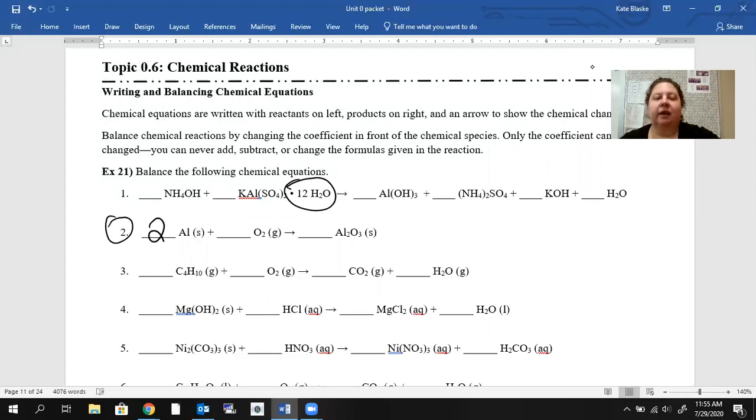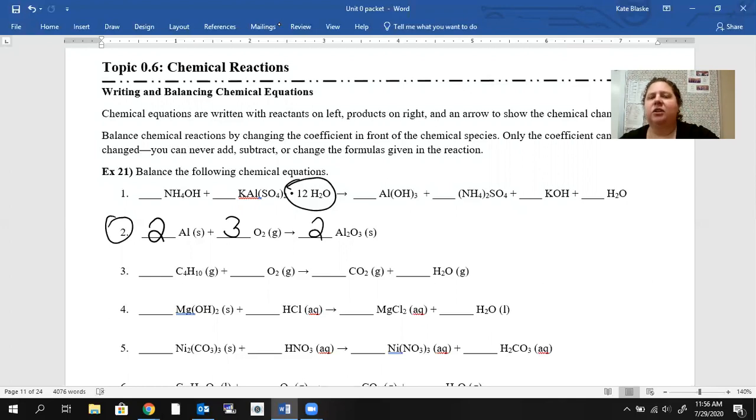Now when I look at oxygen, I've got 2 oxygen atoms on this side. I've got 3 oxygen atoms on my product side. That's not going to work out in an easy way like the aluminum did. I'm going to have to find a common multiple for that. So if I can get it to 6, I put 3 oxygens here. I put a coefficient of 2 there. That means 3 times 2 gives me 6 total oxygens for the O2. 2 times 3 gives me 6 total oxygens for the aluminum oxide.